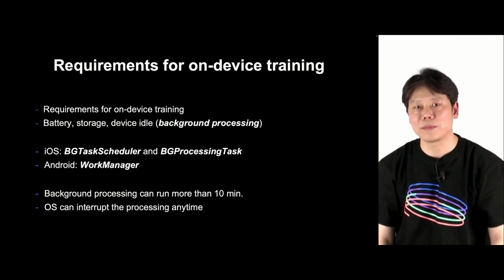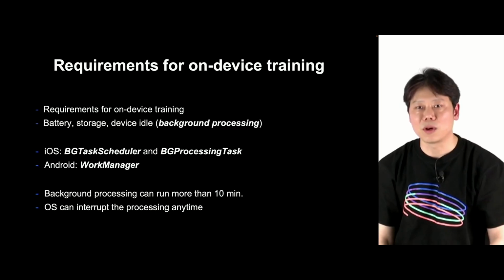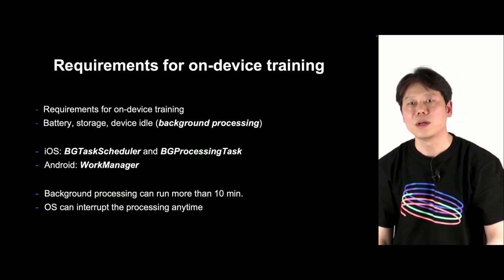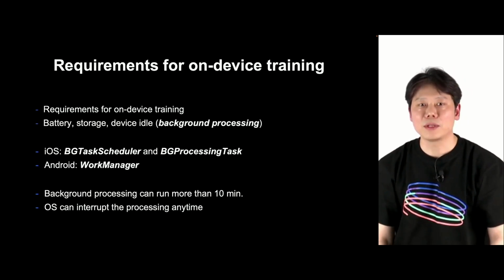In the case of iOS, the background task scheduler and background processing task APIs are available, and in Android, WorkManager is the API that is provided. So if the user does not use the device for a certain period of time, and when the battery is fully charged, the background work can be done.